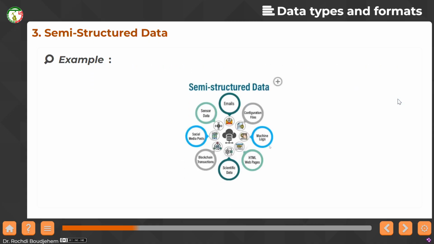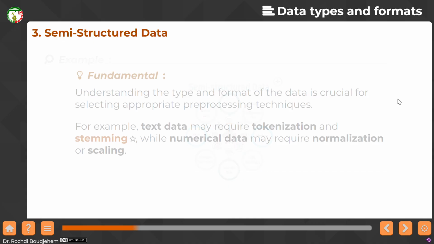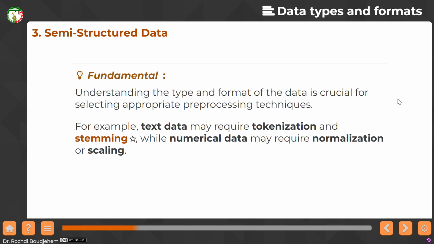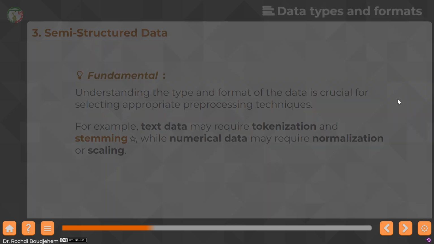It can also include emails, configuration files, sensor data, machine logs, HTML web pages, social media posts, blockchain transactions, and more. Understanding the type and format of the data is crucial for selecting appropriate preprocessing techniques. For example, text data may require tokenization and stemming, while numerical data may require normalization or scaling.